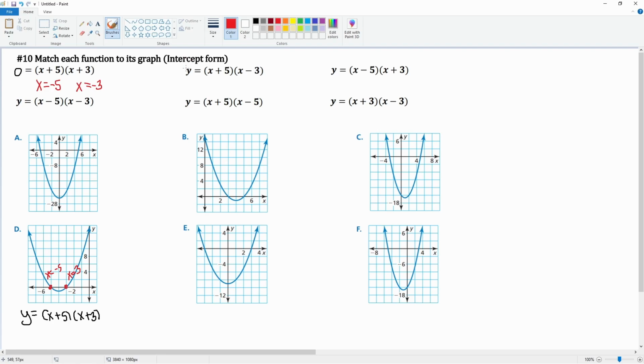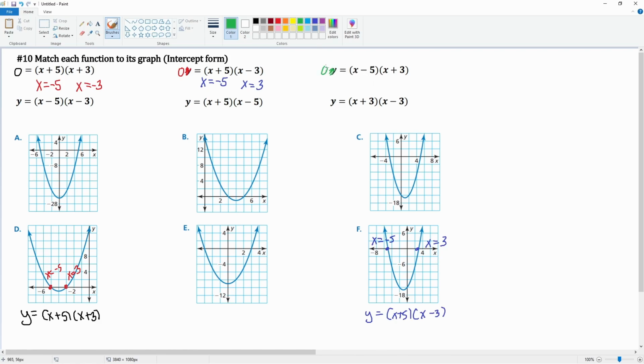Let's do this one. It has to be equal to 0, and let's find the solution. It would be x is equal to -5 and x is equal to 3. Let's see what has that solution. This looks like it is 1, 2, nope. Let's see, could it be this one? 2, 3, 5, 2, 4, 5. It would be this one. X is equal to -5 and x is equal to 3. This is y is equal to (x + 5)(x - 3).